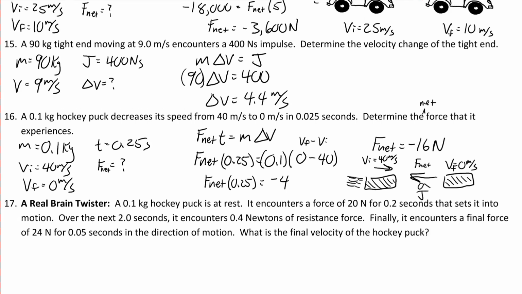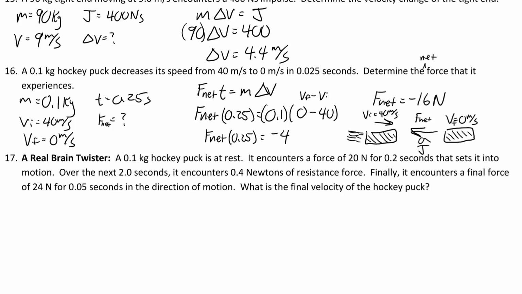Now it says a real brain twister. Get ready for your brain to be twisted. Let's move down the screen a bit. Now it's talking about the hockey puck again. The mass of the hockey puck is 0.1 kilograms. It's at rest, so VI is equal to 0 meters per second. And it encounters a force of 20 newtons for 0.2 seconds, and that sets it into motion.